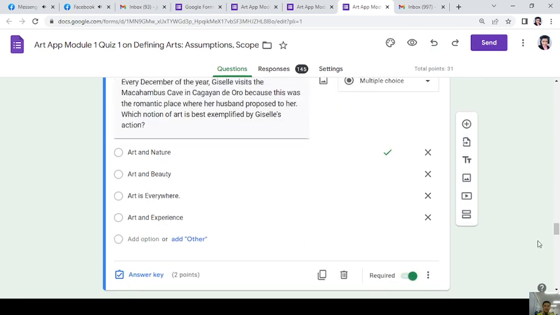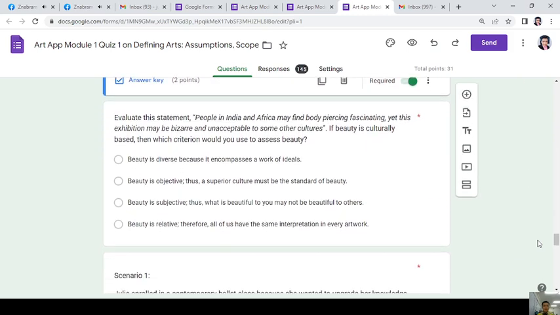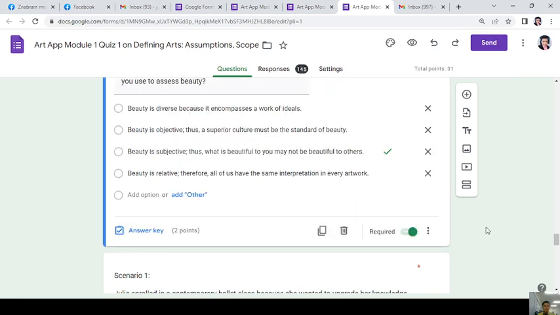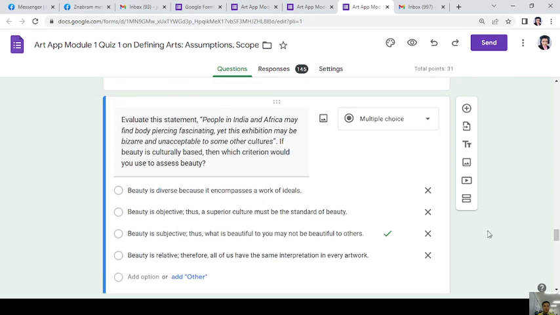Correct. Art and nature. Next, evaluate this statement. People in India and Africa may find body piercing fascinating, yet this exhibition may be bizarre and unacceptable to some cultures. If beauty is culturally based, then which criterion would you use to assess beauty? So beauty is subjective. What is beautiful to you may not be beautiful to others.